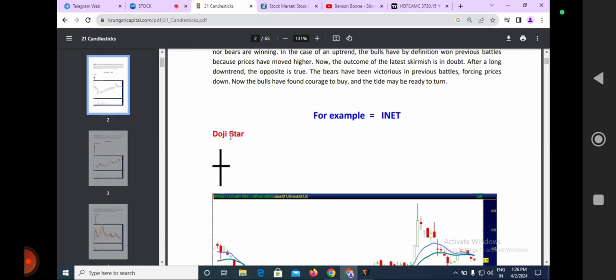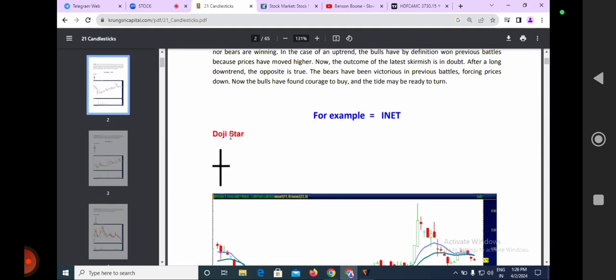See, a doji, in layman's language, is the price level at which the buyers and sellers are fighting, and neither the bulls nor the bears are winning. It is kind of a period of market indecision.